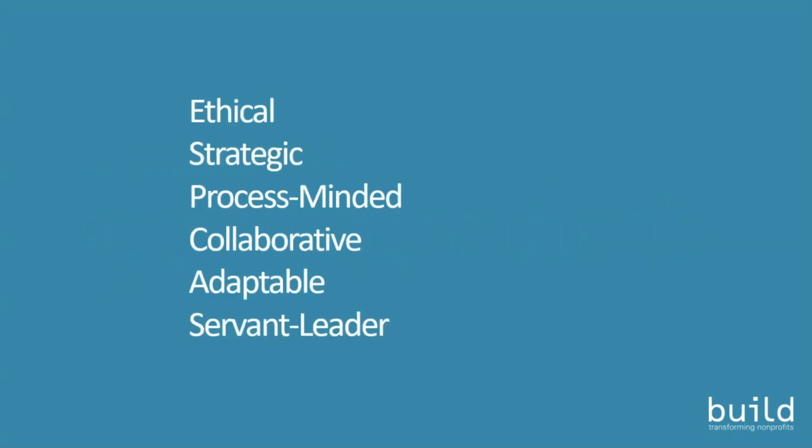And in a nutshell, those things are ethical, strategic, process-minded, collaborative, adaptable, and servant leader. We're going to be talking about each of those things in turn, relating them to what we've seen in the nonprofit sector from technology leaders, both good and bad, in relationship to each of these things, and providing specific examples of how applying these things can help transform your work and your organization's work for the better.